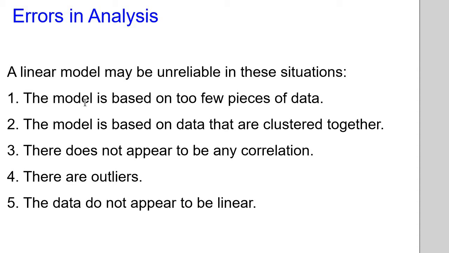So the first error we could have is that the model is based on too few pieces of information, like the example before. The model is based on data that are clustered together. That's another error. There does not appear to be any correlation, and there are too many outliers, and the data do not appear to be linear. So let's take a look at those examples. Let's illustrate these possible errors.